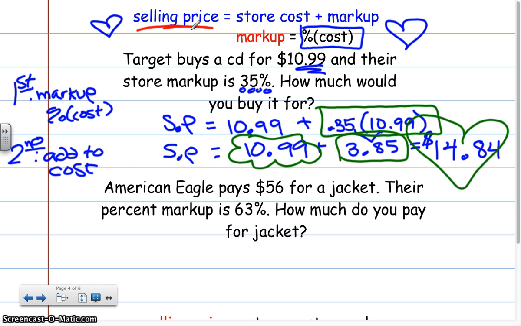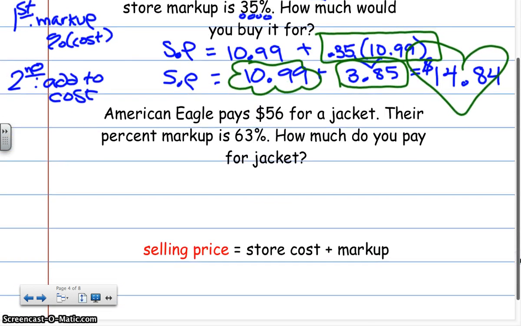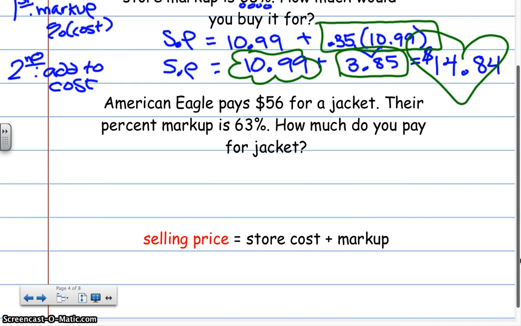All right, look at this next example. American Eagle pays $56 for a jacket. Their markup percentage is 63%.